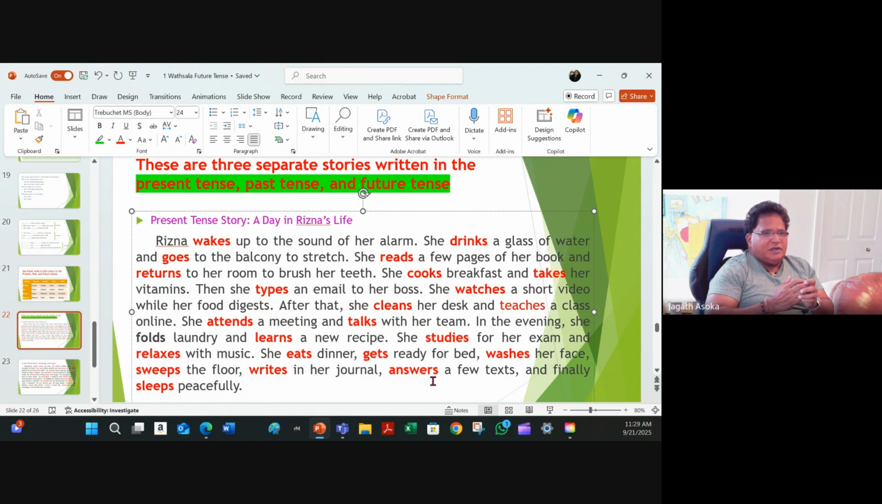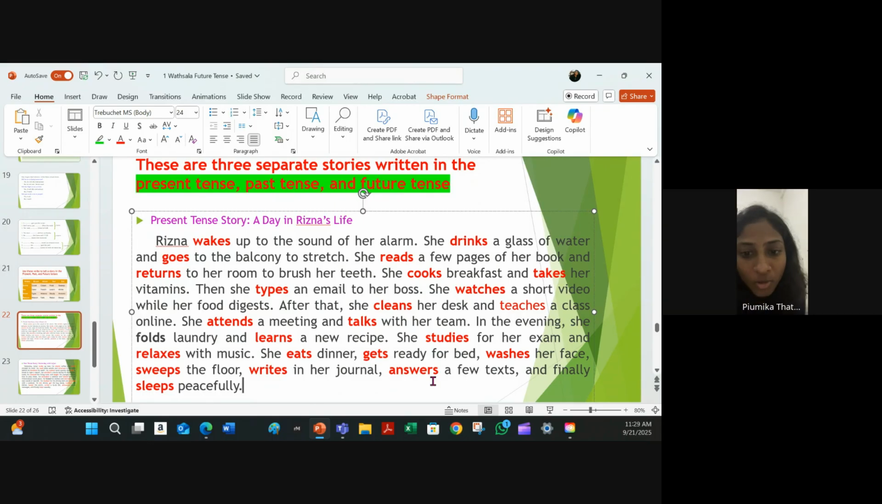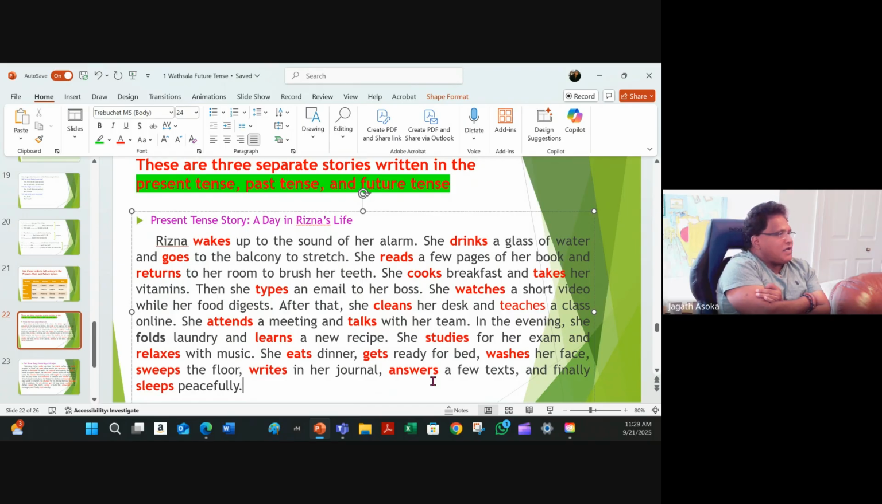Pumi, try for they. And make changes where it is necessary. They wake up to the sound of their alarm. They are alarms, right? It's plural. Go ahead.